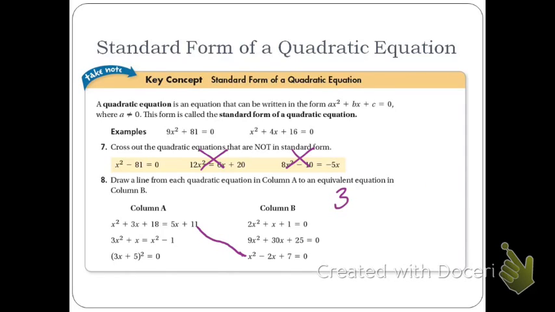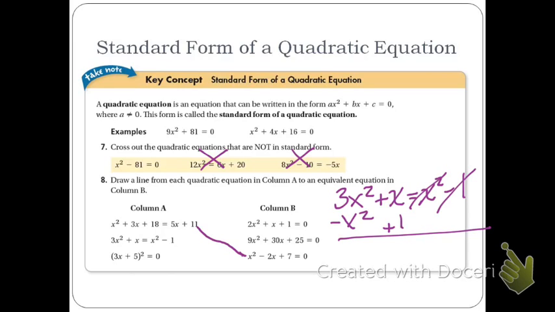Look at the next question. You have 3x squared plus x equals x squared minus 1. You need to move the x squared over as a negative x squared. We need to move the 1 over as a positive 1. Let's combine like terms. You get 2x squared plus x, that's the next term, and then plus 1, the constant, is equal to 0. So that would be that one.